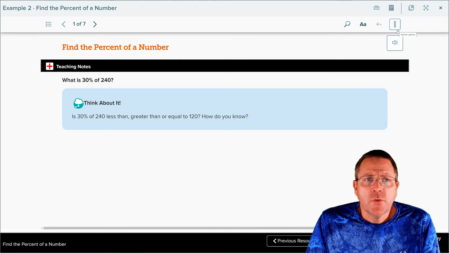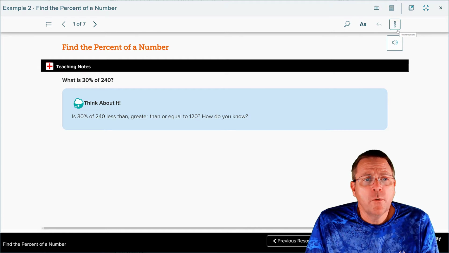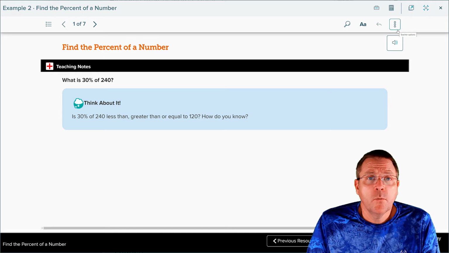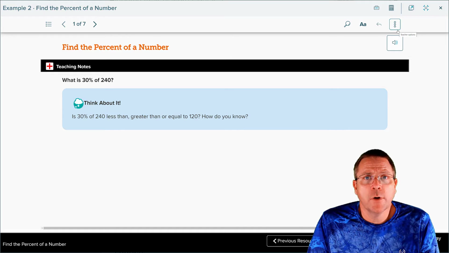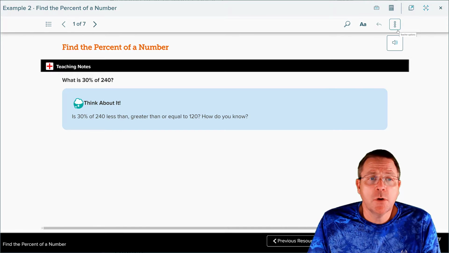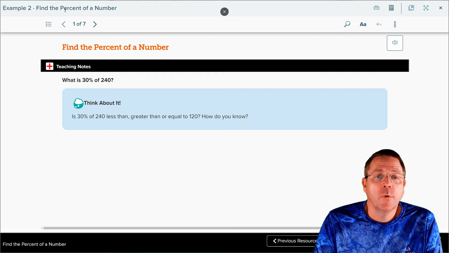What is 30% of 240? Is 30% of 240 going to be less than or greater than 120? How would you know? Well, let's see. 120 is half of 240, which means it's 50% of 240. 30% is less than 50%, so 30% will be less than 120.